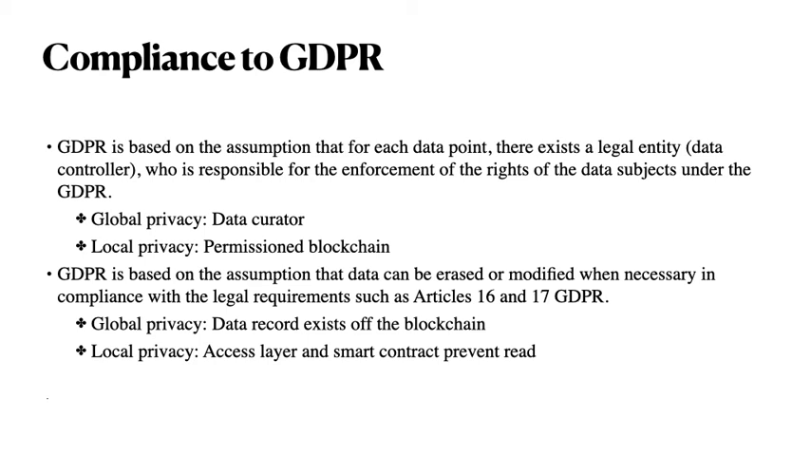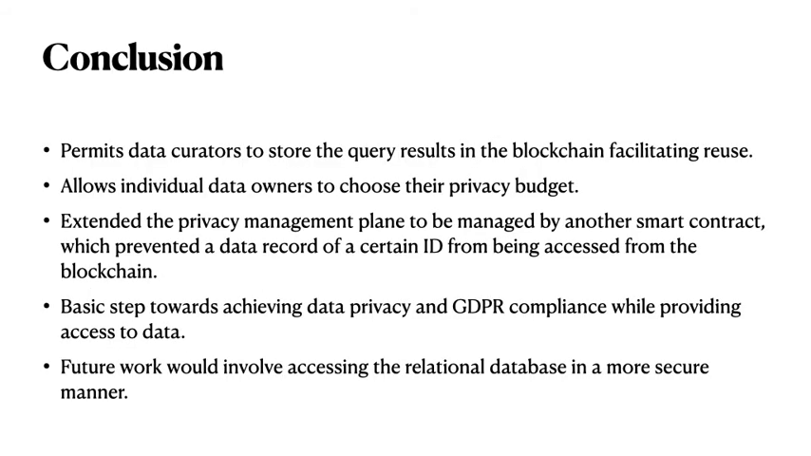Then GDPR is also based on the assumption that the data can be erased or modified when necessary. When you talk about global privacy, the data record exists off the blockchain platform in the database. So, of course, it can be erased or modified. When you talk about local privacy, then you have the differentially private data stored on the blockchain platform. And when you use the privacy management plane in a permissioned blockchain platform, then you can have an access layer using smart contracts, which can prevent a certain data record from being read by a user.